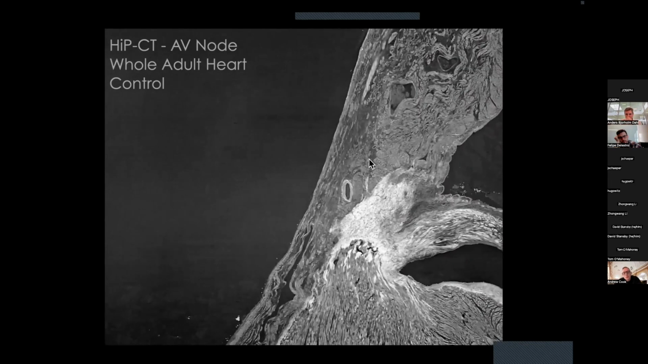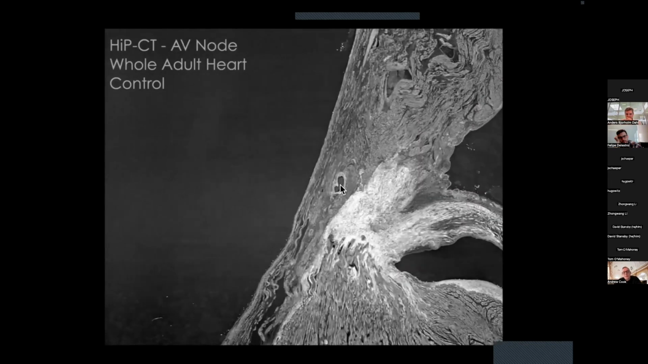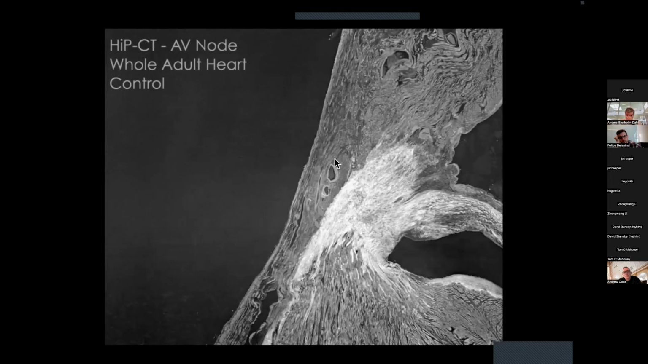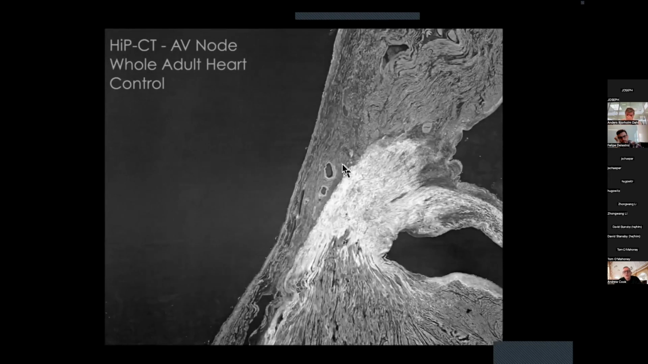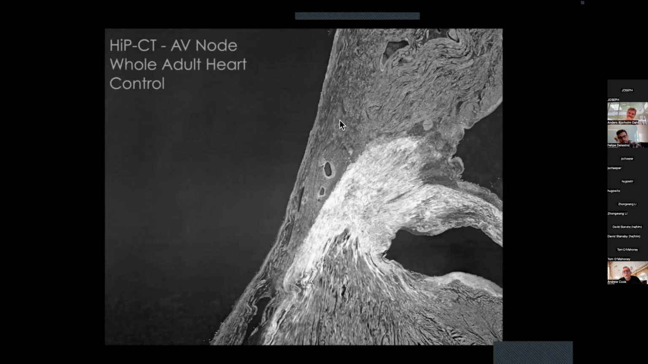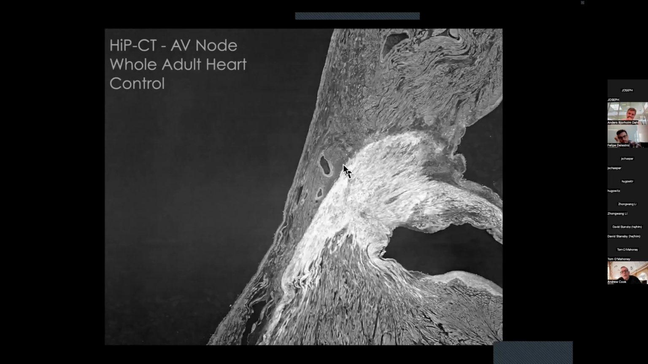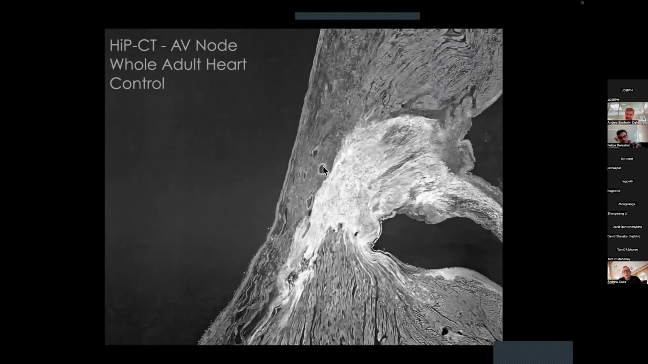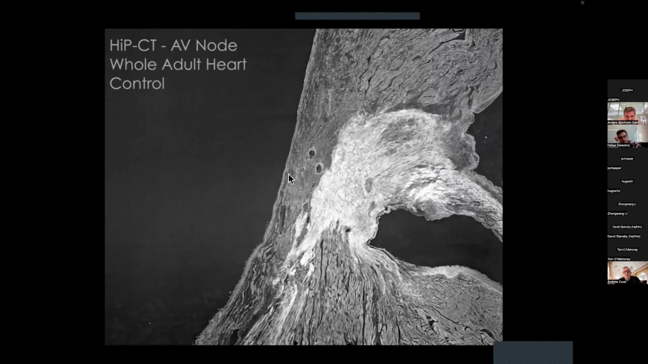And this would be the region of the AV node identified by its artery. You can see the cells are beginning to condense here, but they are only subtly different from the surrounding atrial myocardium. They're a little bit more condensed, a little bit more compact. Very important split in the artery, which helps me identify this region.